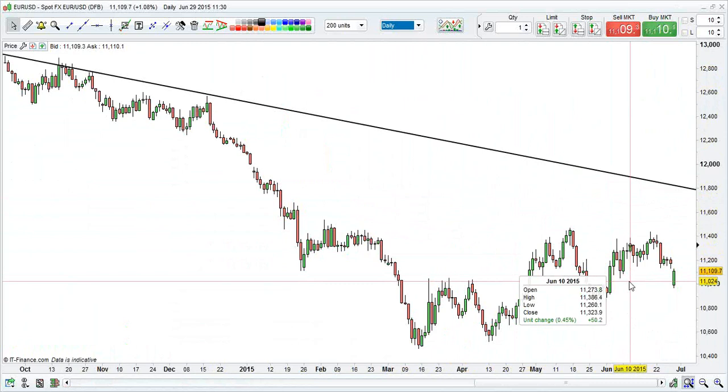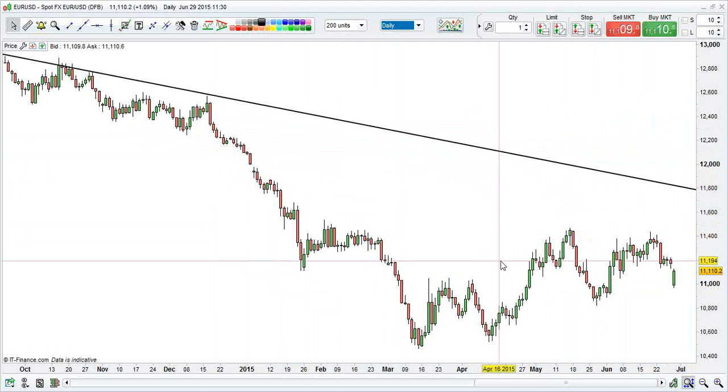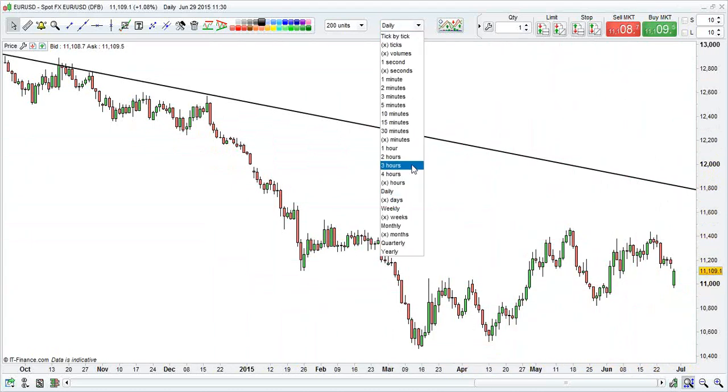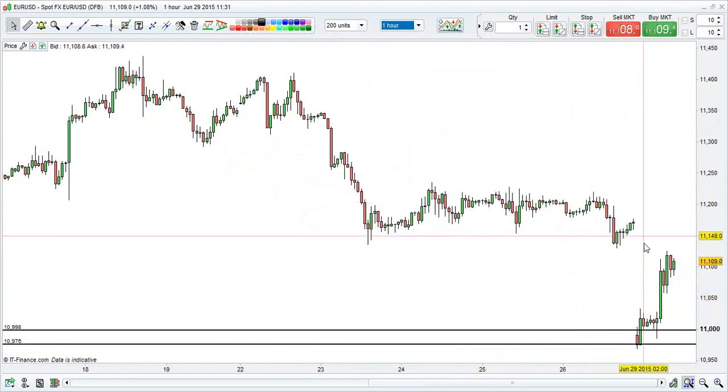So the narrative will always change. So the fundamental data is your narrative. It will tell you what's in the news now, and the technicals will give you your entry and exit points of where to get in and out of the market. Okay, and on your hourly chart here, you can see the gap.